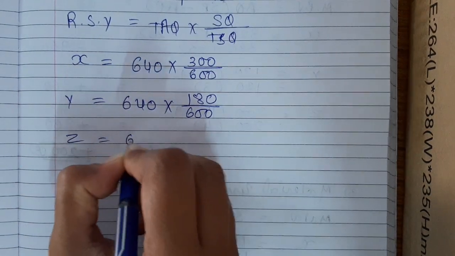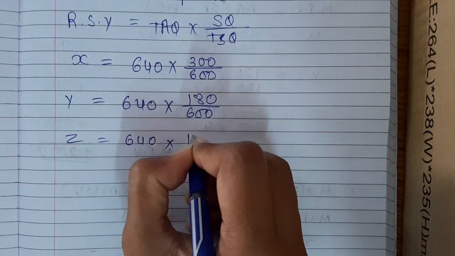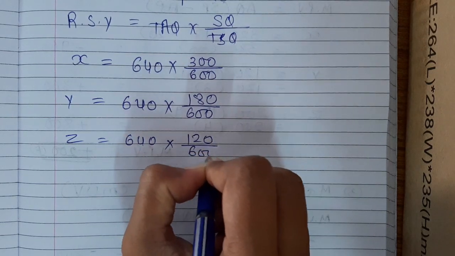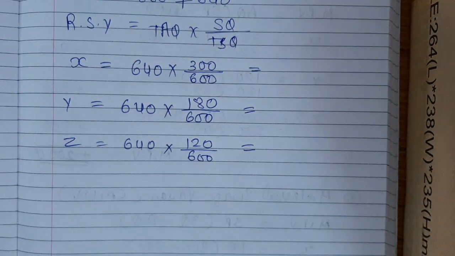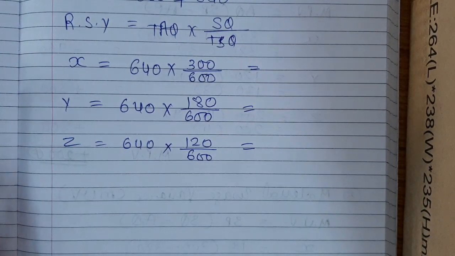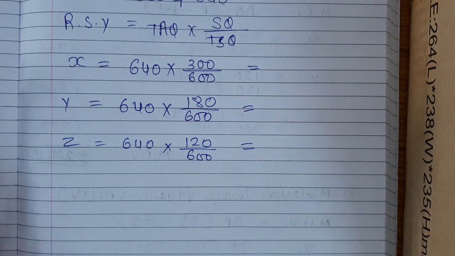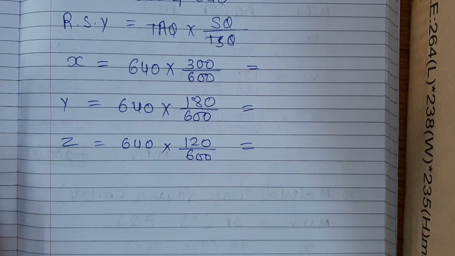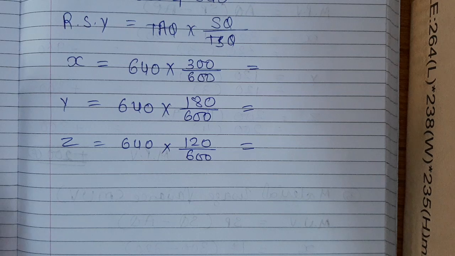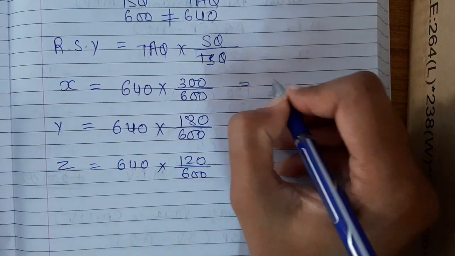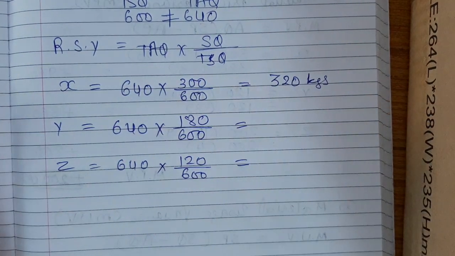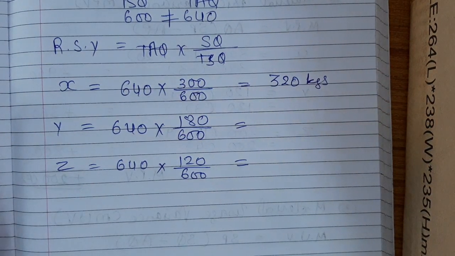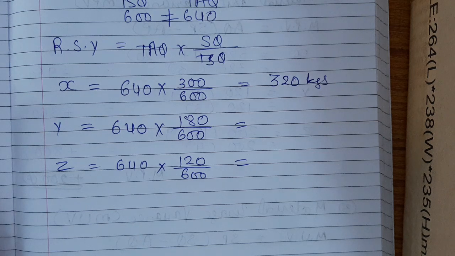For Z, 640 into 120 divided by 600. All these amounts you can take from your important table. So 640 into 300 divided by 600, that will be 320 kilograms. Then for Y it is 192 kilograms.